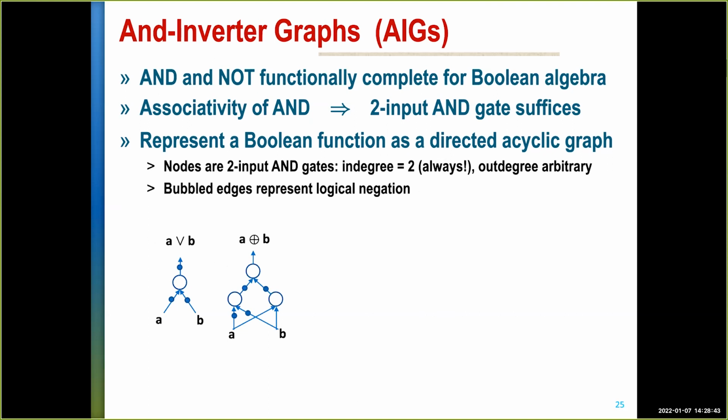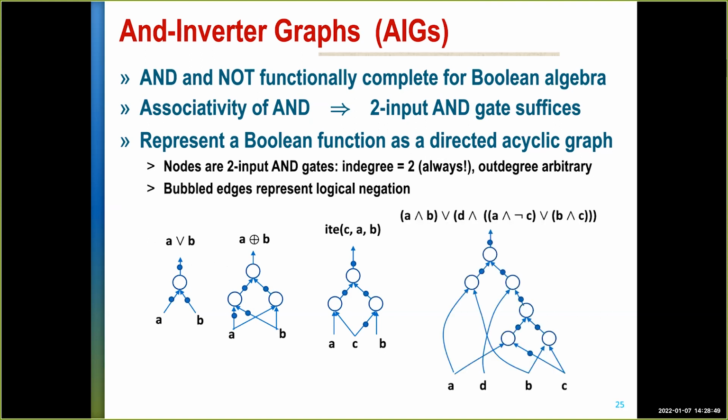And this is how you would represent A XOR B. This is how you would represent if then else of C A B, a more complicated function, but it just shows that this is yet another way of representing Boolean functions.